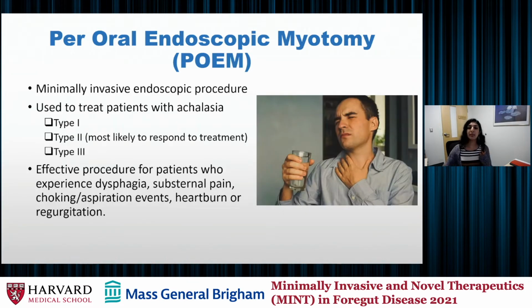So what is the POEM, or the per-oral endoscopic myotomy procedure? It's a minimally invasive endoscopic procedure. It's used to treat patients with achalasia, type 1, type 2, and type 3. Most likely to respond to treatment is your type 2. It is an effective procedure for patients who experience difficulties in swallowing, substernal pain, choking and aspiration events, and heartburn and regurgitation.